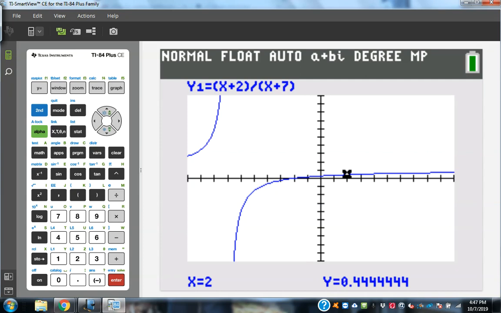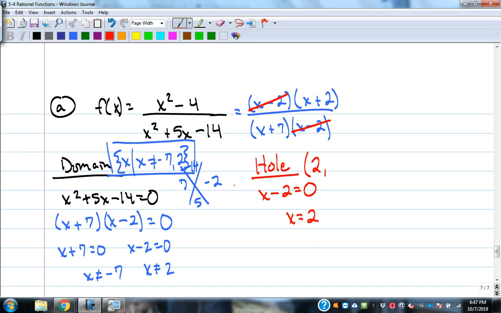What is 0.4 repeating as a fraction? You may know the shortcut for that. It's 4 over 9. If it's one decimal place repeating, it's always that number over 9. So like 2/3 is 0.6 repeating because it'd be 6 over 9, and that reduces to 2/3. You can do it with the calculator, or you can plug it into the function and do 2 plus 2 over 2 plus 7. And that's where the 4 over 9 comes from.